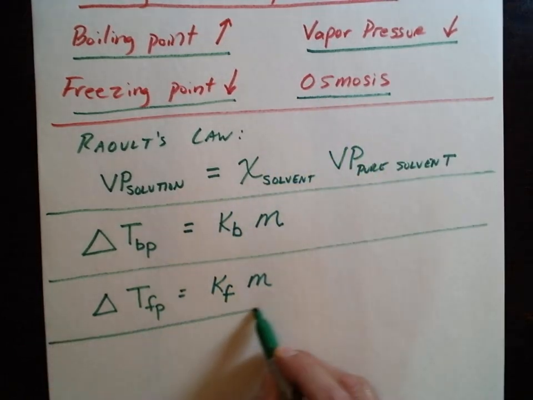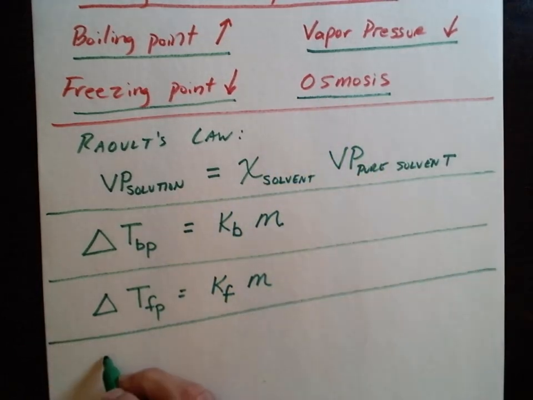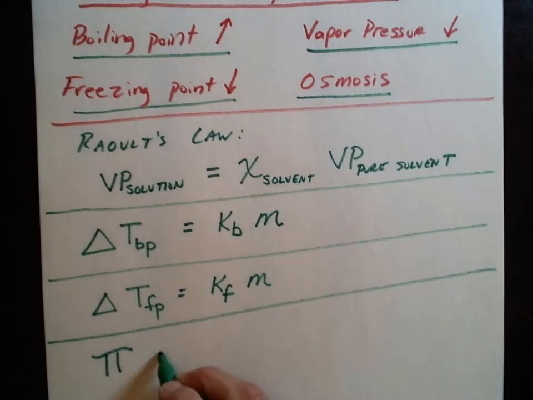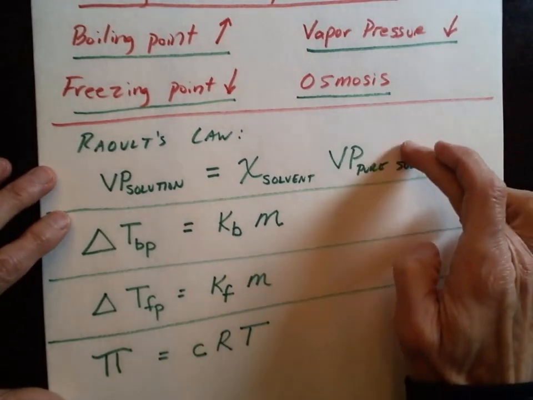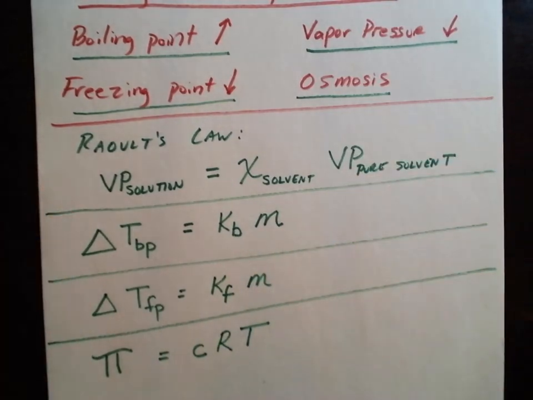In terms of osmosis, there's a pressure that's seen, and that pressure is signified as the Greek symbol pi. And the osmotic pressure is going to be equal to the concentration of the solution times the gas constant times the temperature. We're going to do a problem with all four of these.